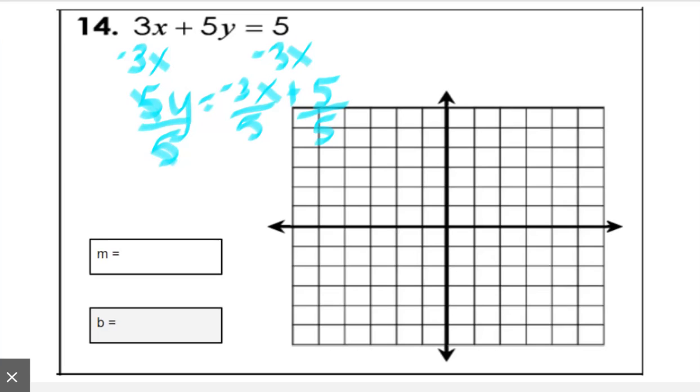Now this cancels. We get y is equal to, so negative 3 over 5 would just stay that way, x, and then plus 5 divided by 5 is 1. Okay, so now our slope here is the negative 3/5, and our y-intercept is 1.